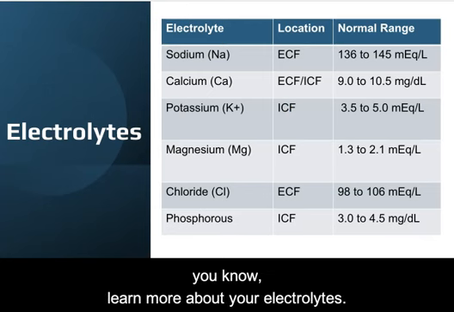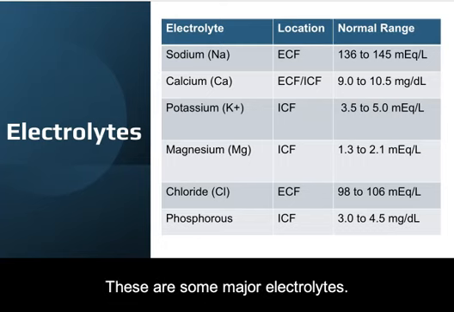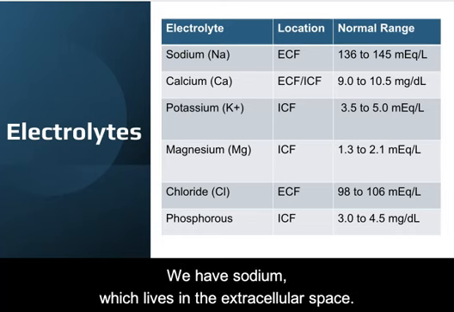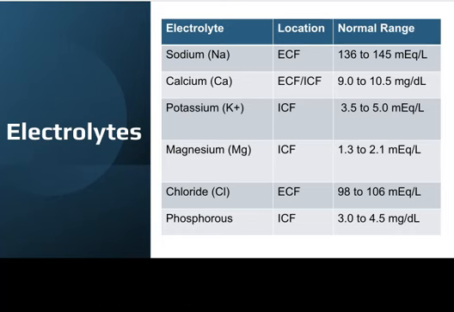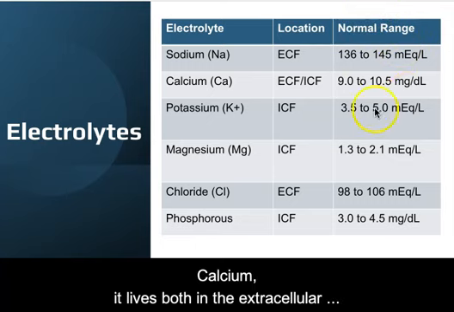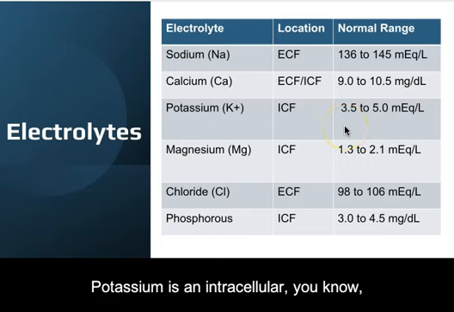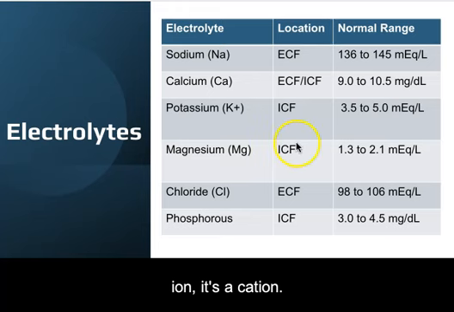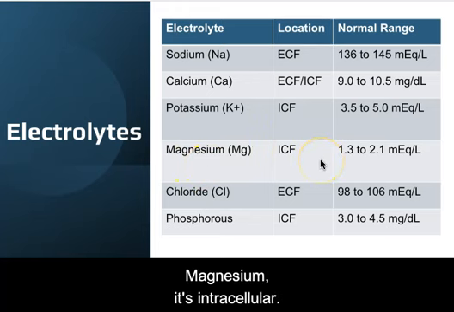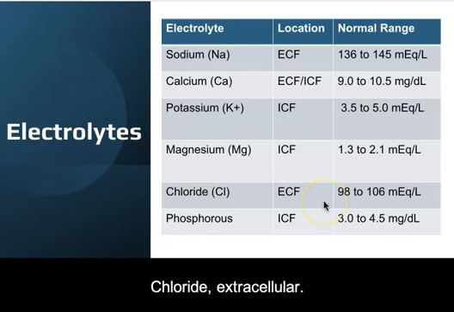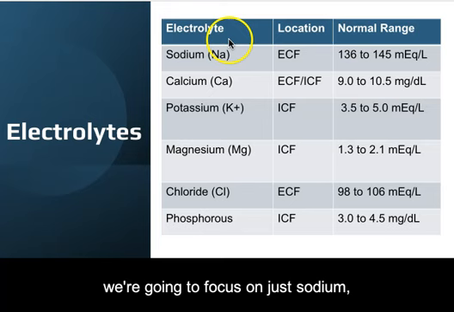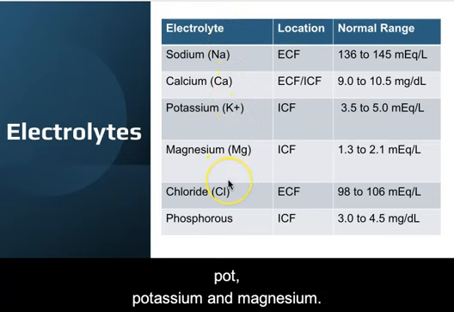So let's talk a little bit more about your electrolytes. These are some major electrolytes. We have sodium, which lives in the extracellular space. That's the normal level. Calcium lives both in the extracellular and intracellular. That's the normal level. Potassium is an intracellular ion. It's a cation. Magnesium is intracellular. Chloride, extracellular. Phosphorus, intracellular. In block 1, we're going to focus on just sodium, calcium, potassium, and magnesium.